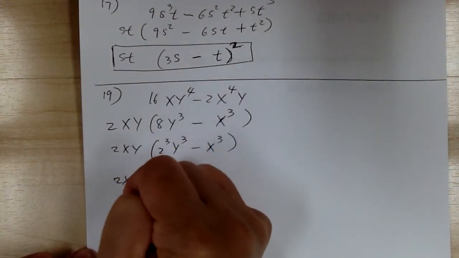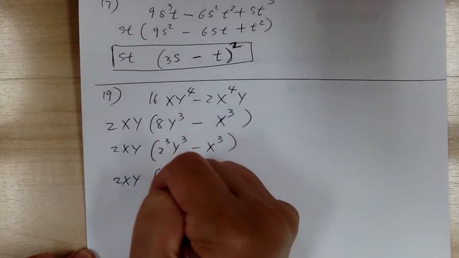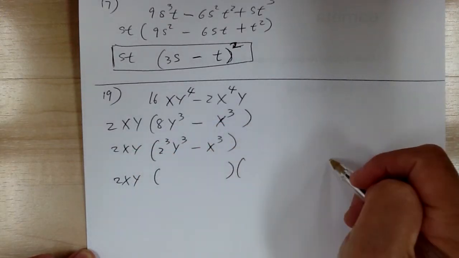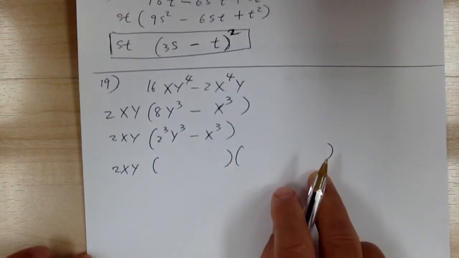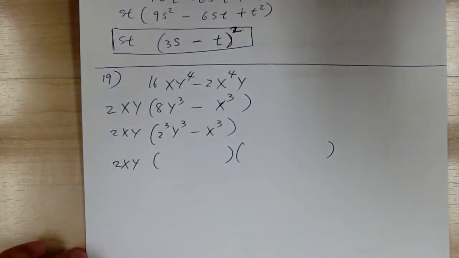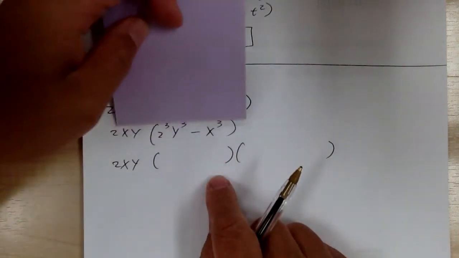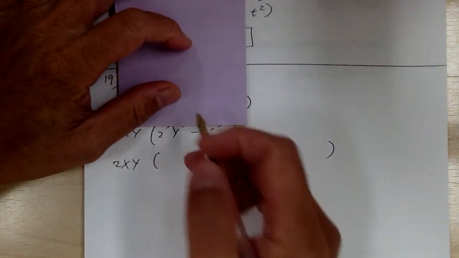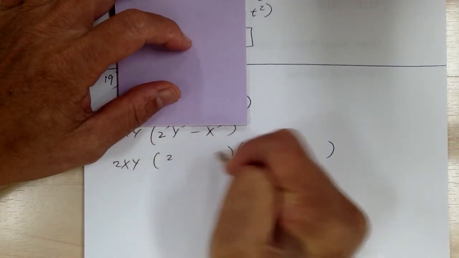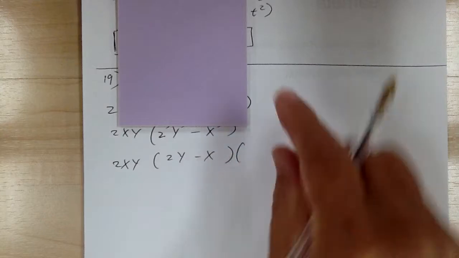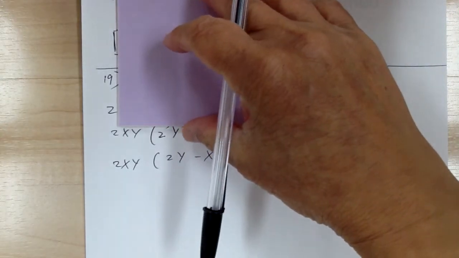So you got 2xy. So again, to factor the cube, you're going to get one set of parentheses that's the same size as that, and the second one is a little bit bigger because you have more terms. Okay, so again, when you factor the cube, you just get rid of the cube to get the first term. So you can first group. So you got 2y minus x. Okay, that's what you have to do, right? Again, you just get rid of the cube.